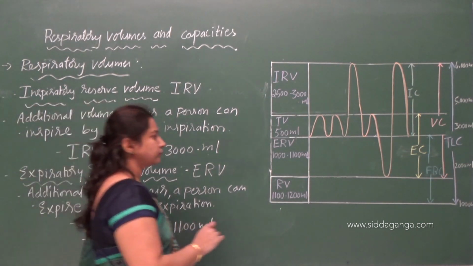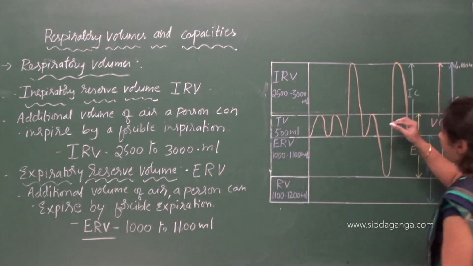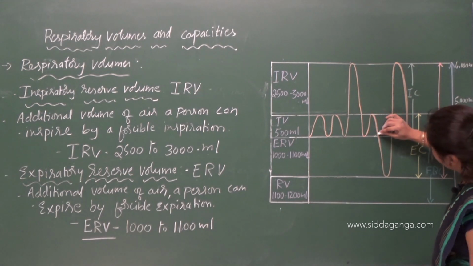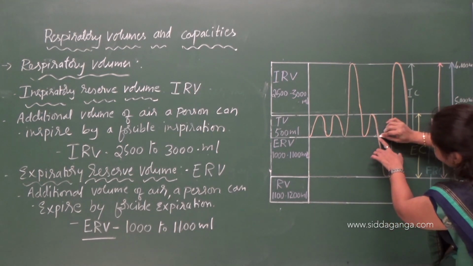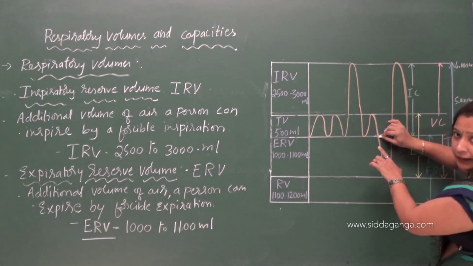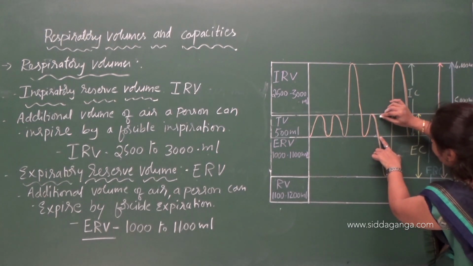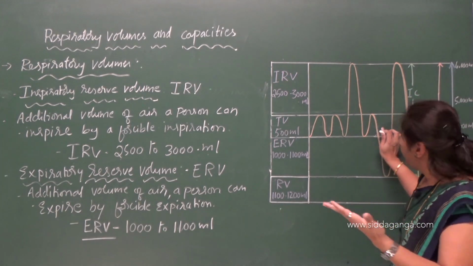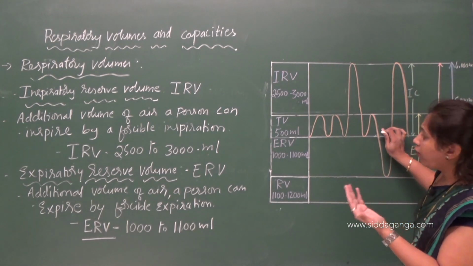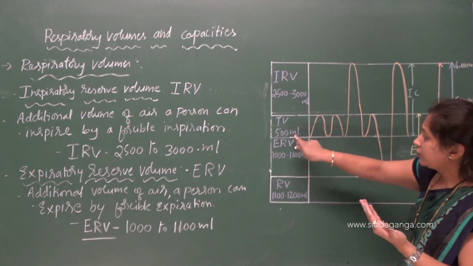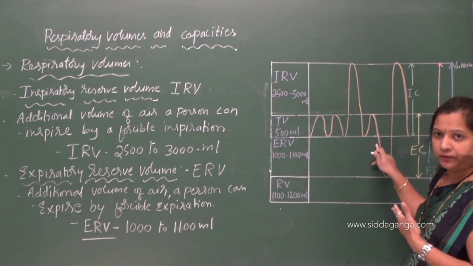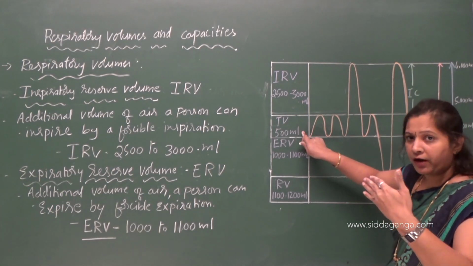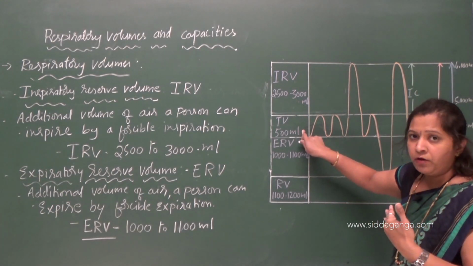See here. This is again a normal inspiration, and this downward curve is normal expiration. During normal exhalation, how much volume of air do we expel out? We expel 500 ml of air, that is the tidal volume.